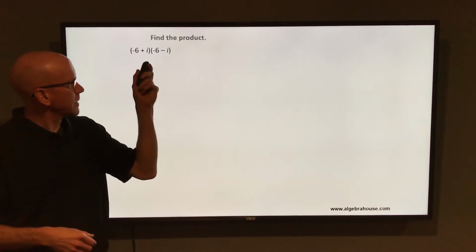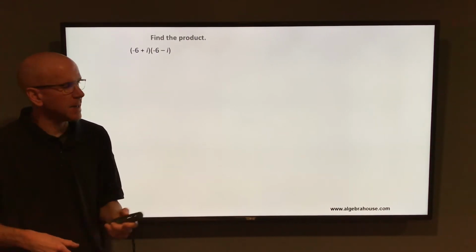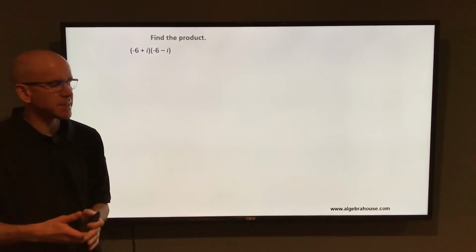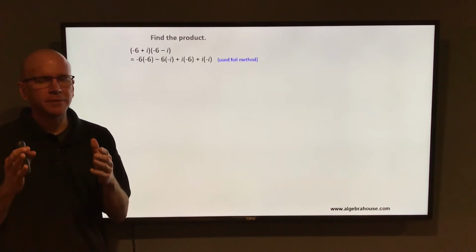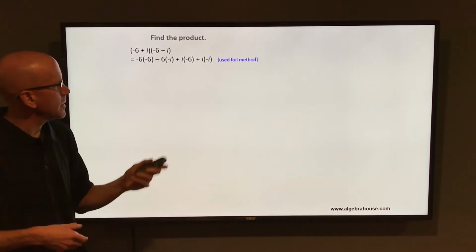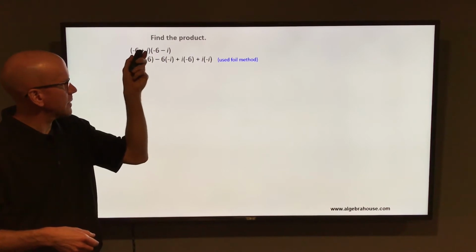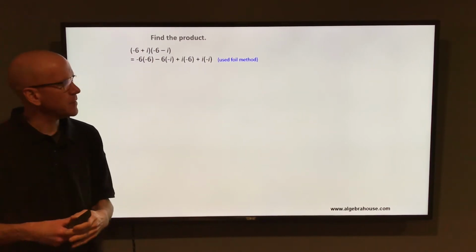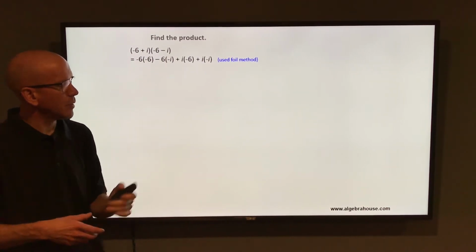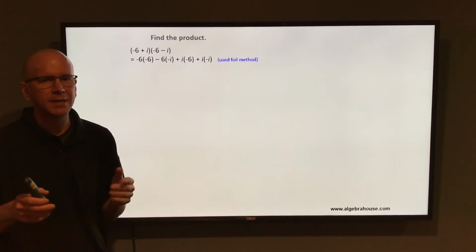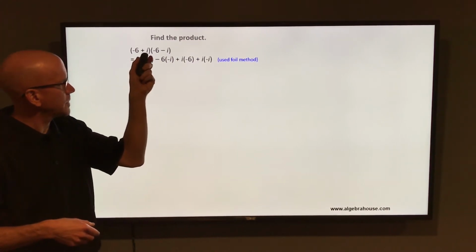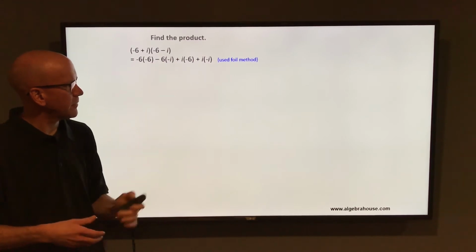We're going to multiply negative 6 plus i and negative 6 minus i. So distribute the negative 6 to that second set of parentheses, or what you know as the first and outer terms of the FOIL method. So negative 6 times negative 6 and negative 6 times negative i. Then distribute the i through that second set of parentheses, or what you know as the inner and the last terms of the FOIL method. i times negative 6 and i times negative i.